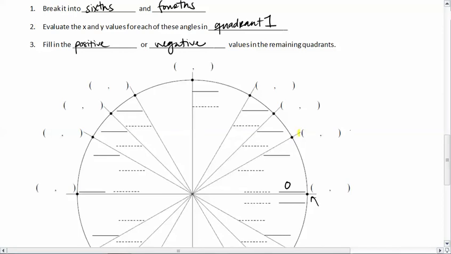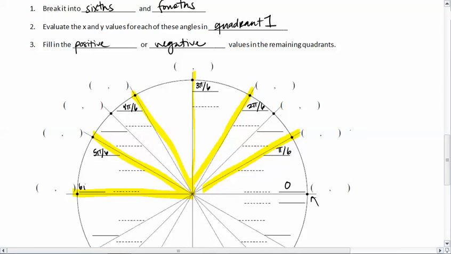We want to look at this, our vertical axis, our y-axis, then we break the rest into 1, 2, and 3. We're going to look at these and what those different values are. So we said we're breaking this up into 6. We get pi over 6, 2 pi over 6, 3 pi over 6, 4 pi over 6, 5 pi over 6, 6 pi over 6.